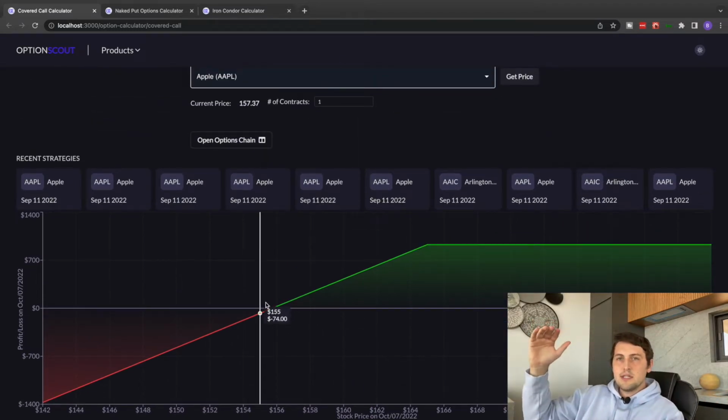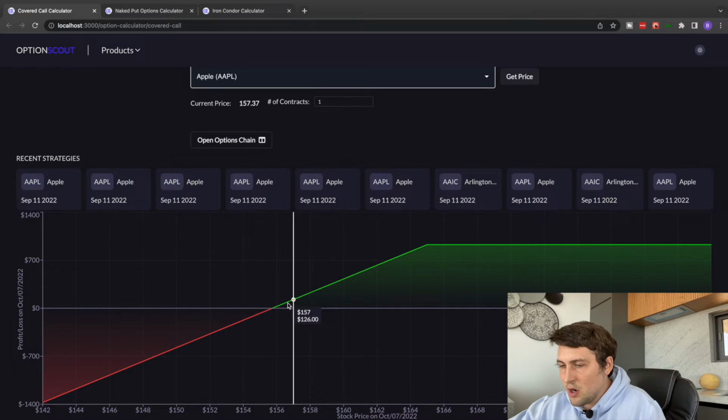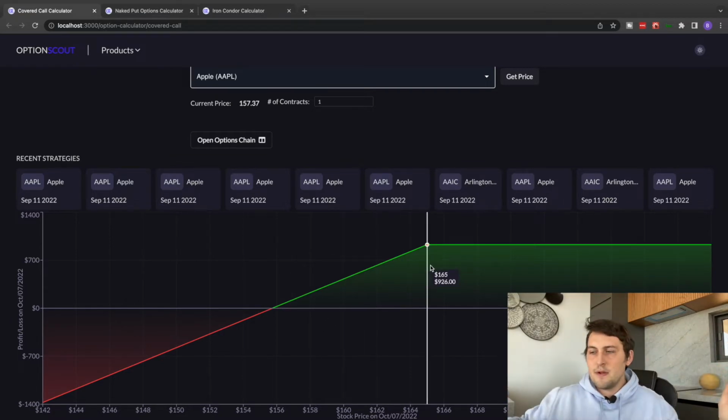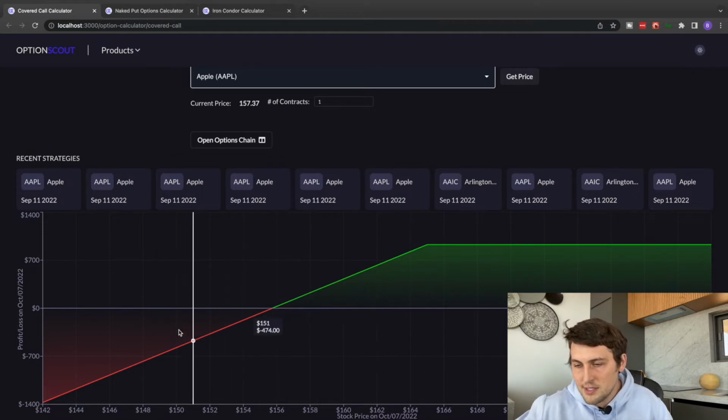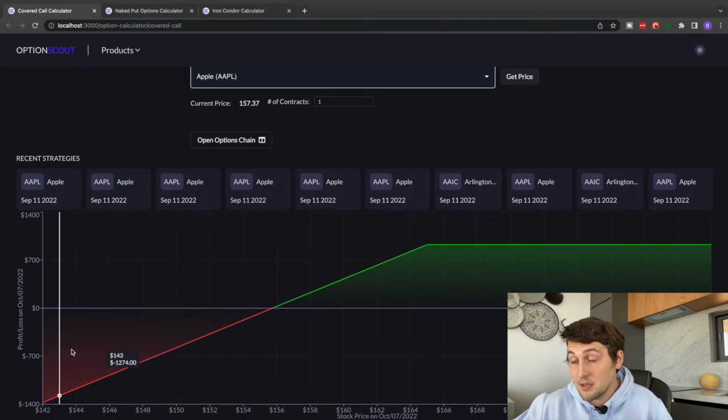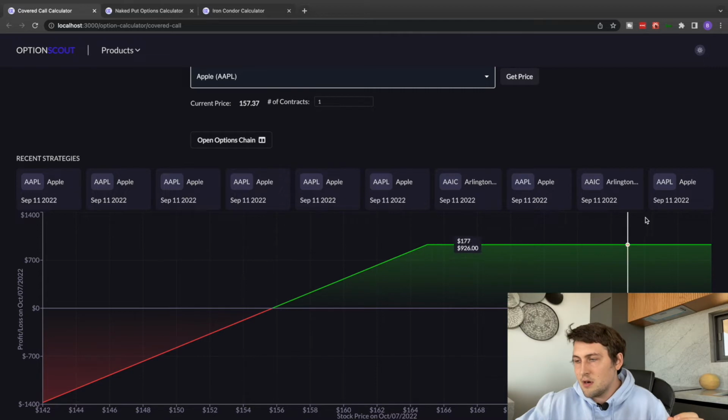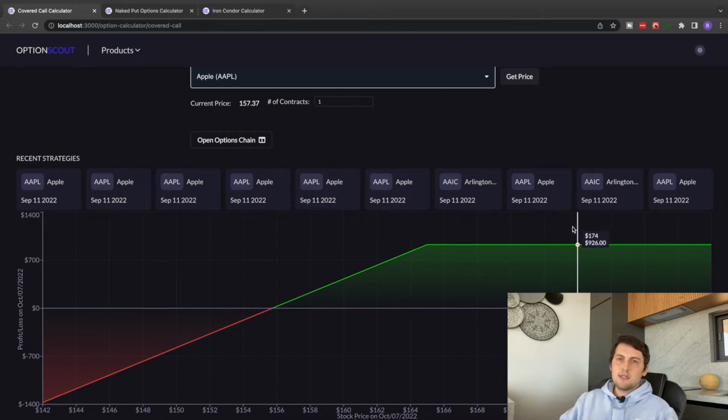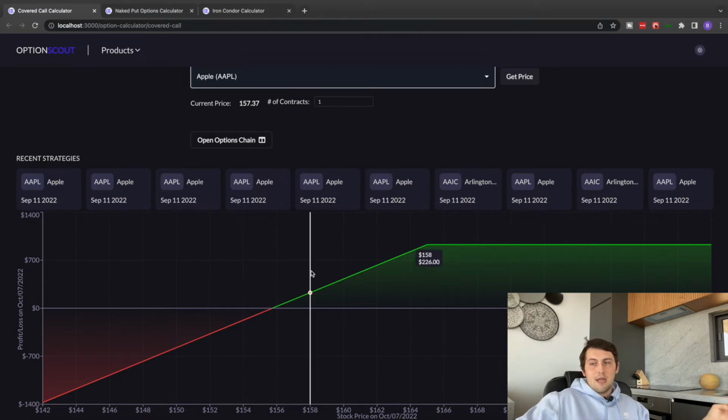And now with this covered call you can see, okay, if you're up here, you're going to be in the profit zone. And then here, boom, you hit your max profit. And you can see with the covered call, technically your max profit, or max loss, can be a lot. So once you get here and above, you're making $926. Doesn't matter if Apple goes to $1,000 or more. That's how much you're making. And this is your break-even point.